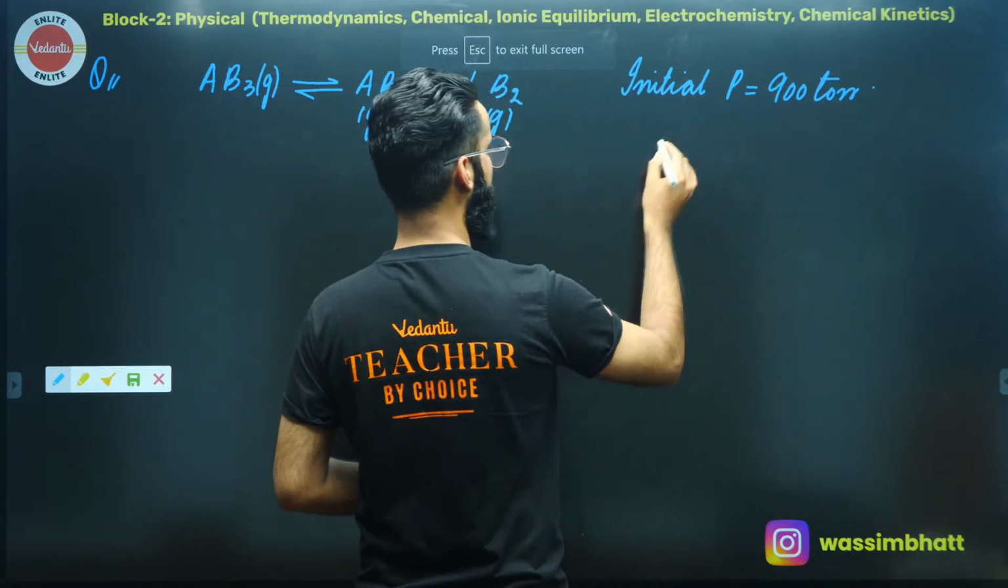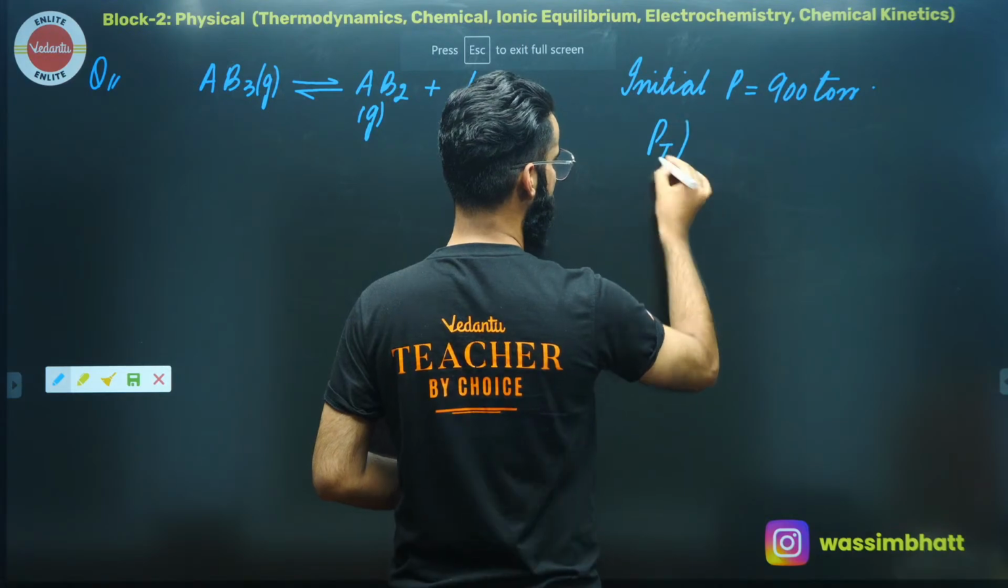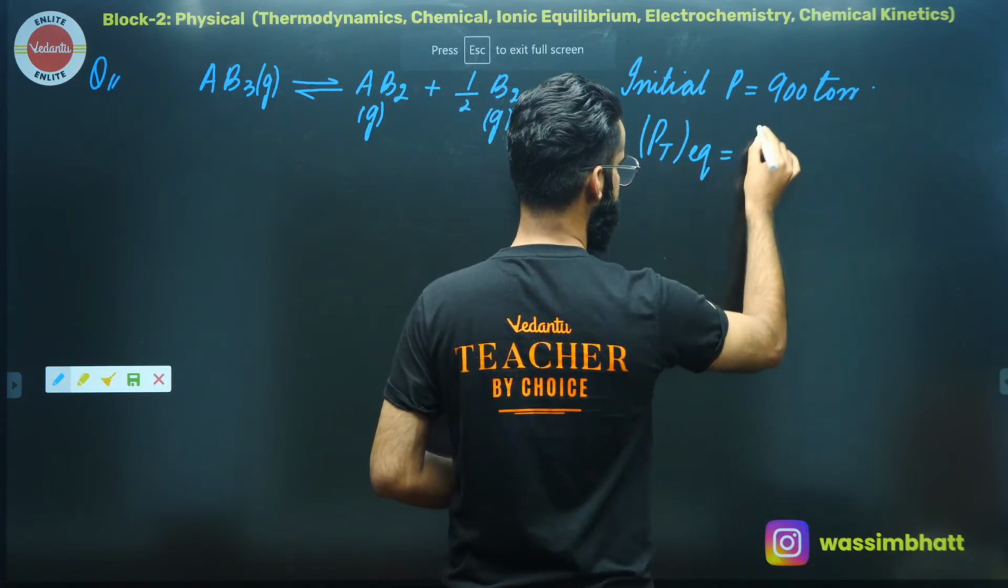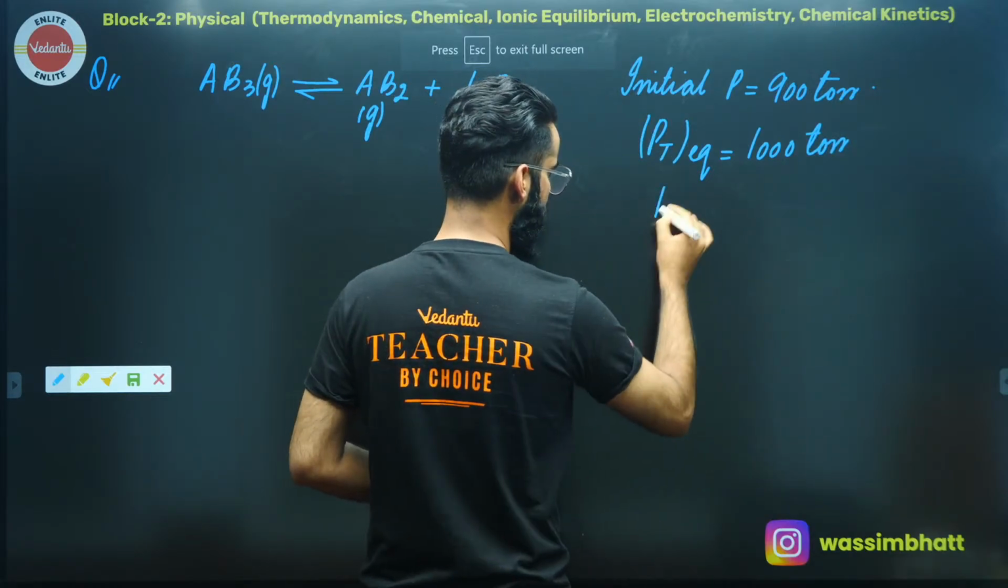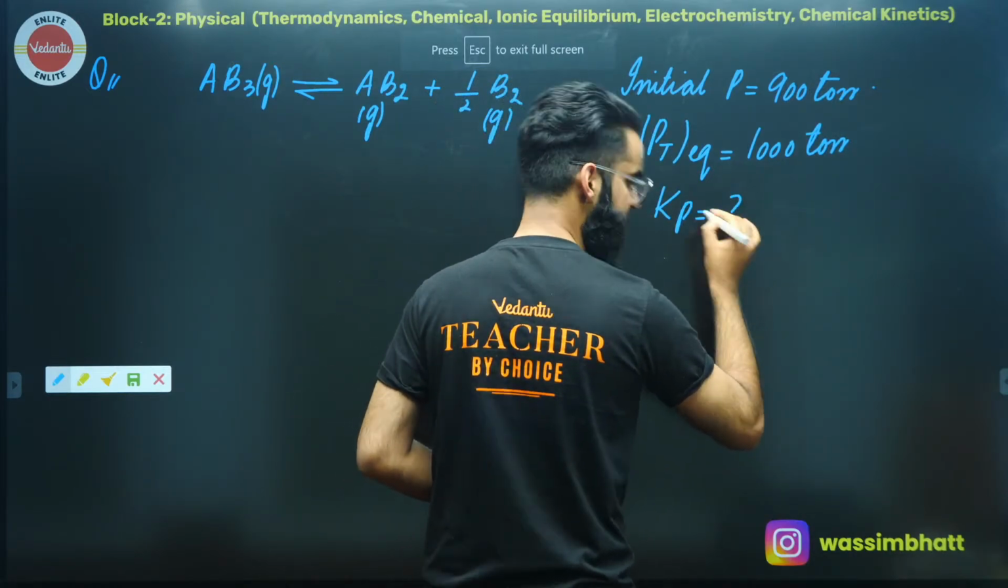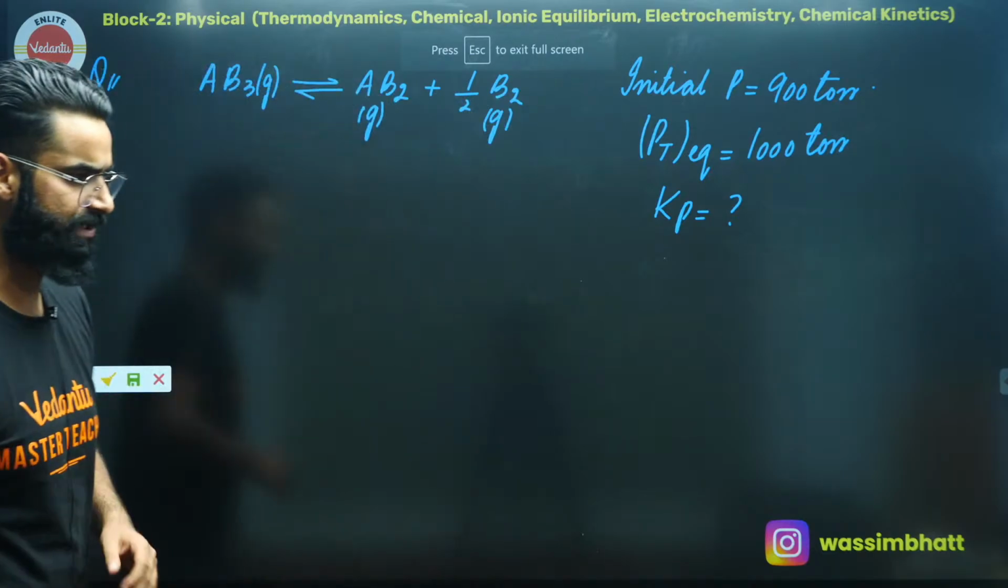You're given one more parameter: the total pressure of the system at equilibrium. That's given to us as 1000 torr. And what exactly are we supposed to calculate? We are supposed to calculate the value of Kp. This was the question exactly.